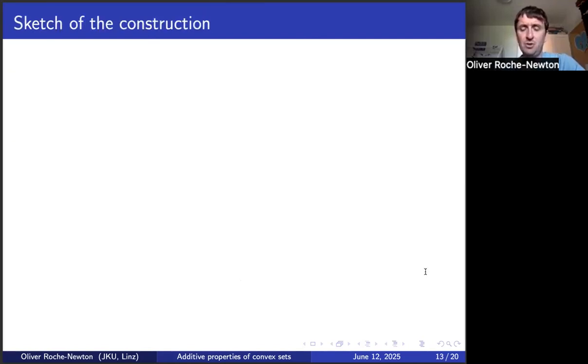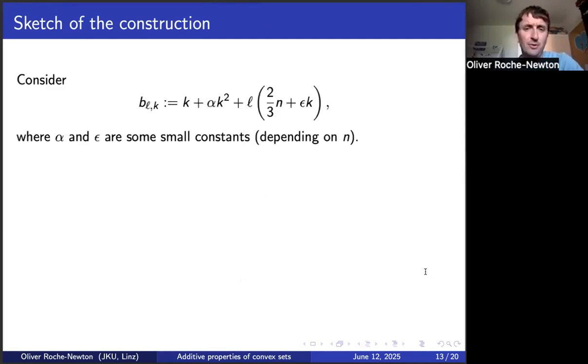So next, I'm going to try and describe in a bit more detail how our construction really goes. So the idea for this construction is that we define this sort of parameter. I guess this is a function of 2 variables, B, L, K. What have we got here? So it looks a bit messy. Let's try and understand all of the parts of this.